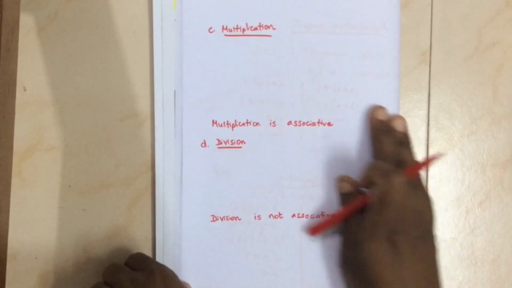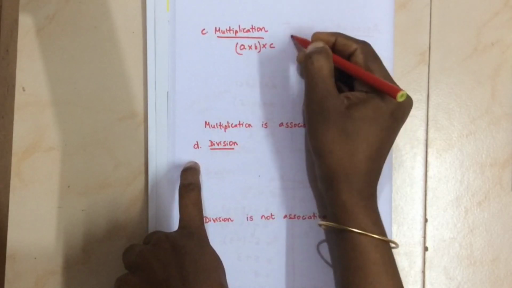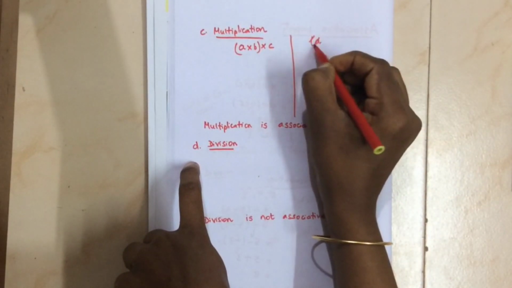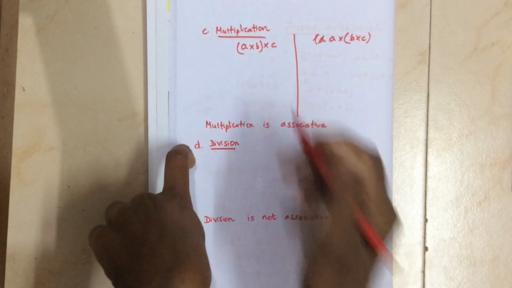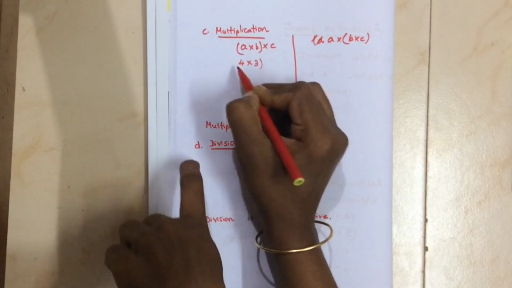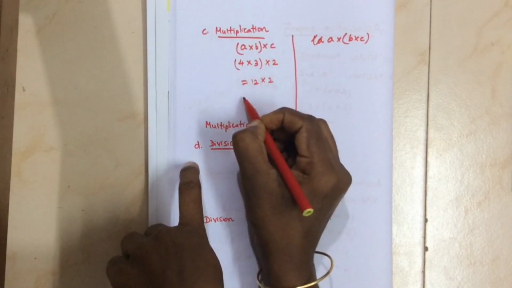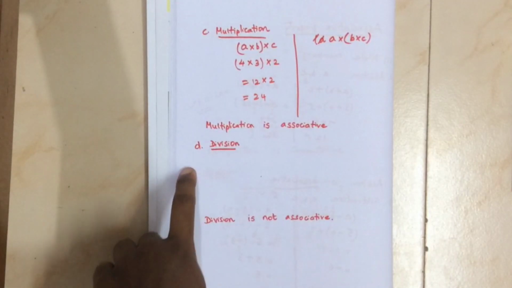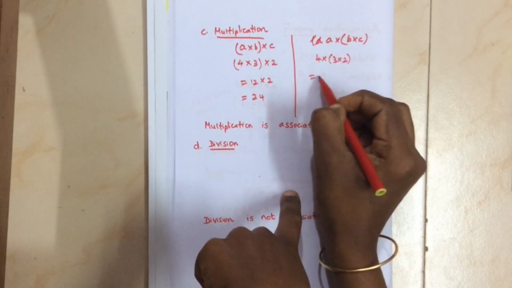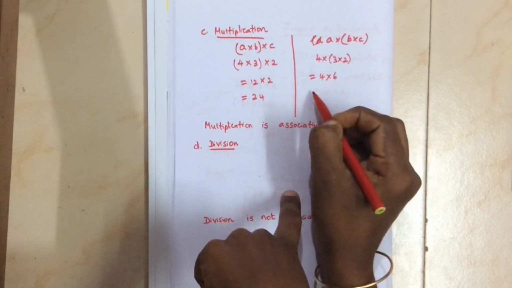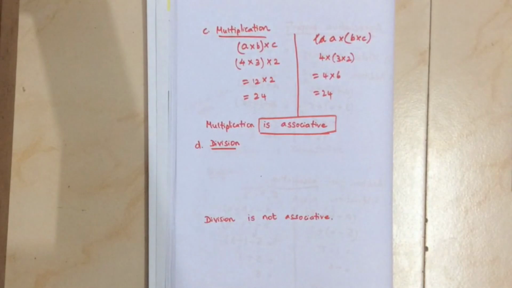For multiplication, the same thing: (A × B) × C. Put the bracket here, and here A × (B × C). You can take any whole numbers and check it. It's very simple. (4 × 3) × 2: 4 3s are 12, multiplied by 2, 12 2s are 24. And what comes here? 4 × (3 × 2): 3 2s are 6, 4 6s are 24. So multiplication is associative for whole numbers.